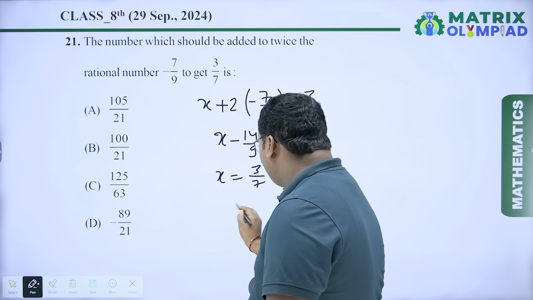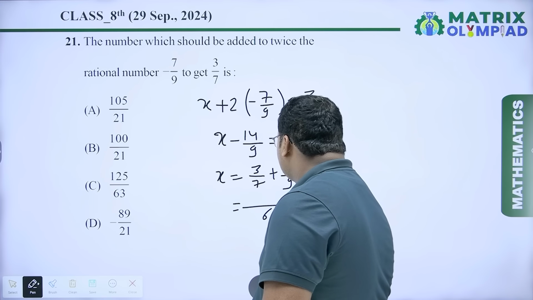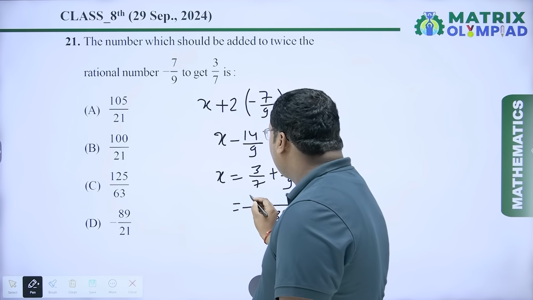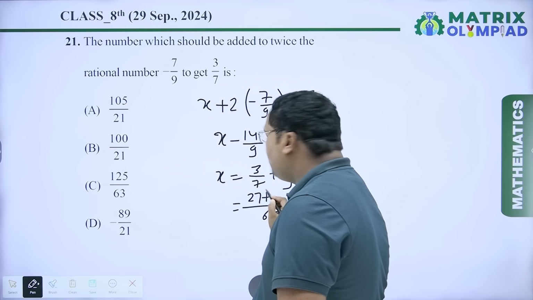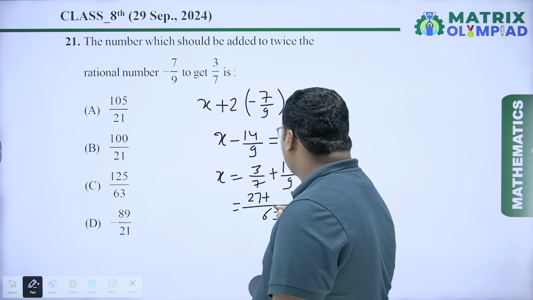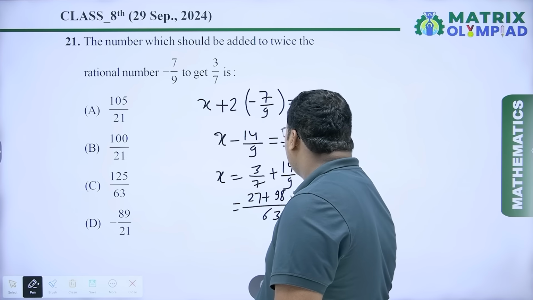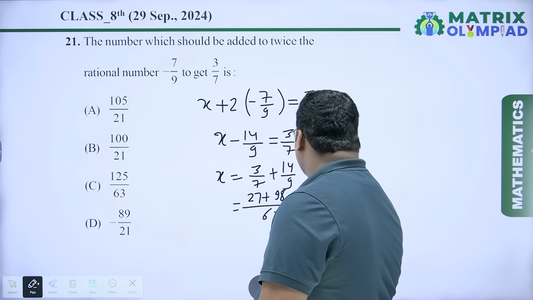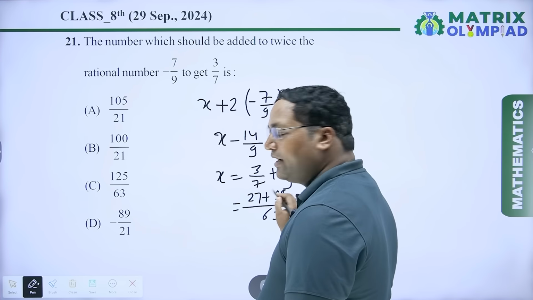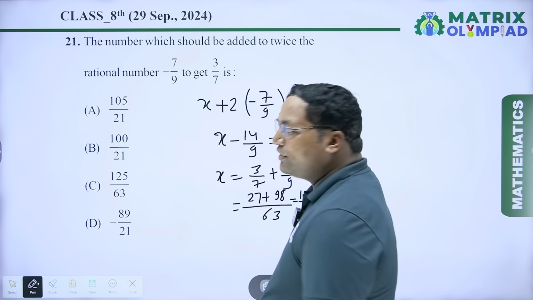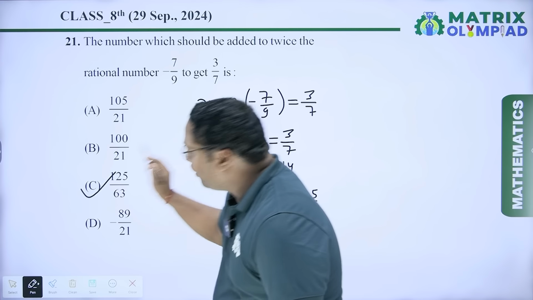Now we have to take LCM. So LCM is 63. Now 7 divided by 63 is 9, and 9 multiplied by 3 is 27, plus 9 divided by 63 is 7, and 7 multiplied by 14 is 98, and we have to add these two numbers. So we will get 8 plus 7 is 15, carry 1, 9 plus 1 10, 10 plus 2 12, so it is 125 upon 63. So right answer is C option.